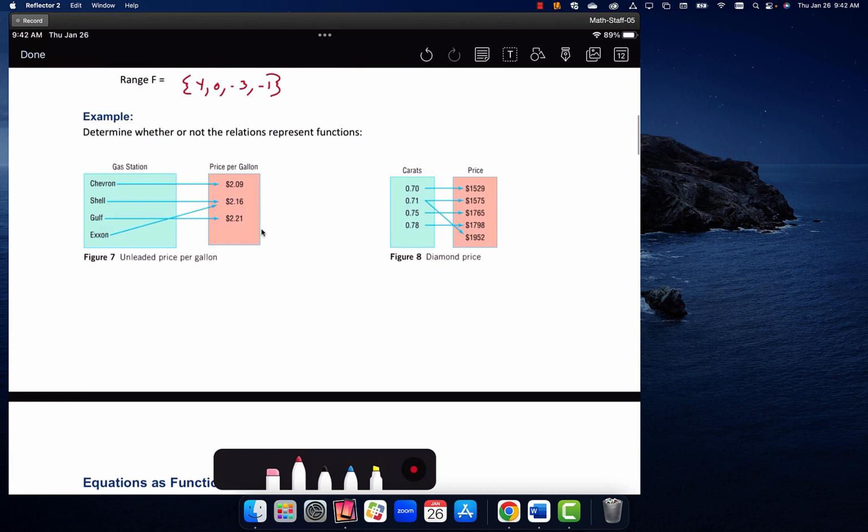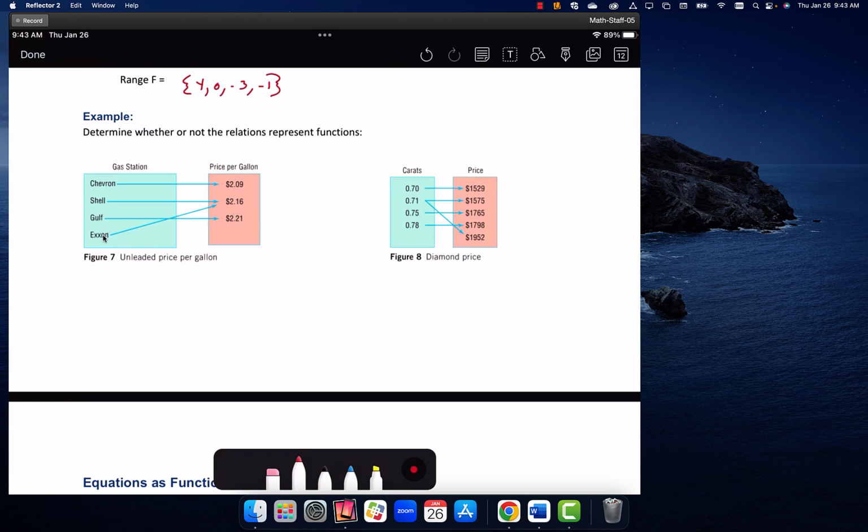In the next example, we're essentially doing the same thing. We're just going to call this a mapping. And we're asking the same thing. Is it a function? Notice Chevron only corresponds to 209. Shell only corresponds to 216. Gulf only corresponds to 221. And Exxon only corresponds to 216.